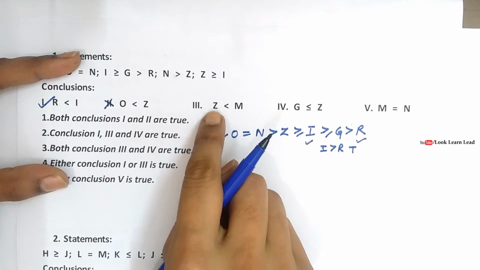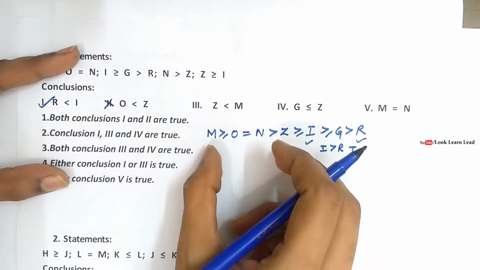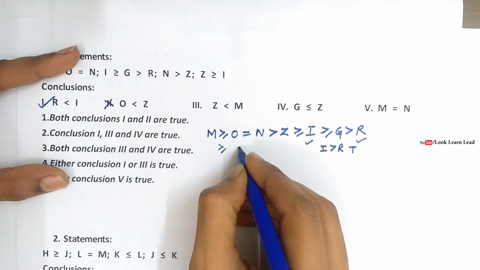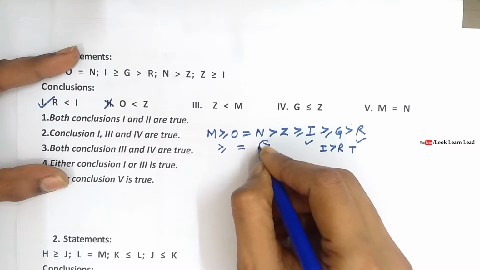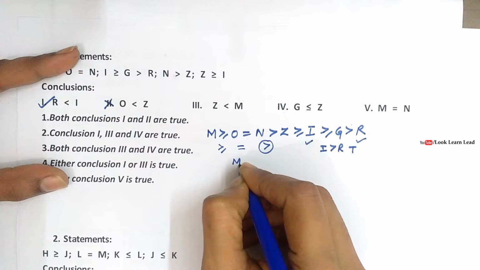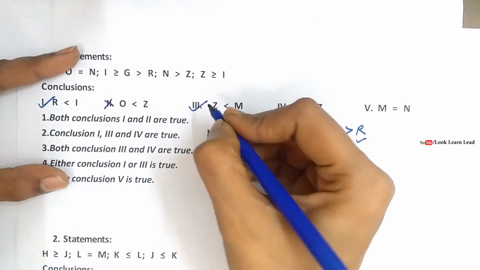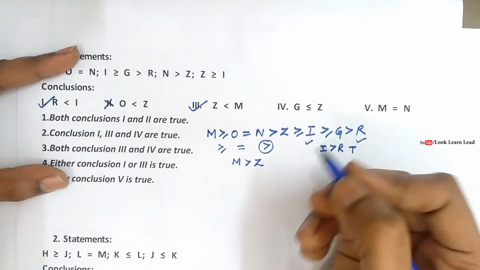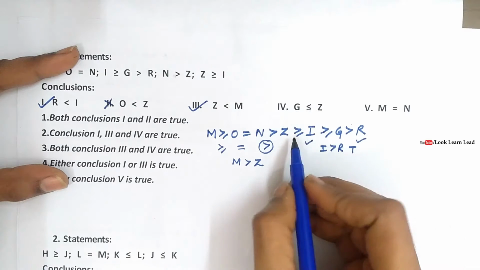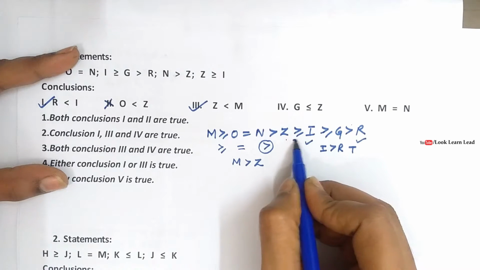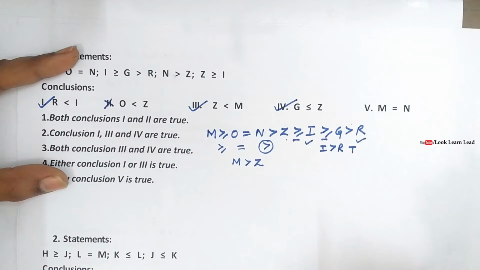Now third, Z is less than M. Here it is Z, here it is M. Between Z and M we have three symbols, okay, out of which we would give preference to this. So we can write it as Z is less than M. So this is true, okay. Next move on to the next portion, that is Z is greater than equal to G. See, same symbols are there. So Z is greater than equal to G is true.